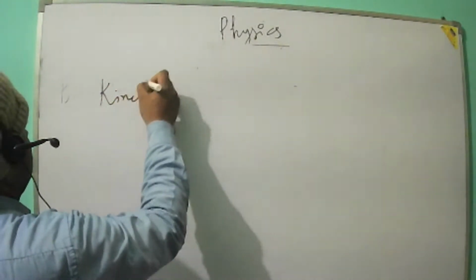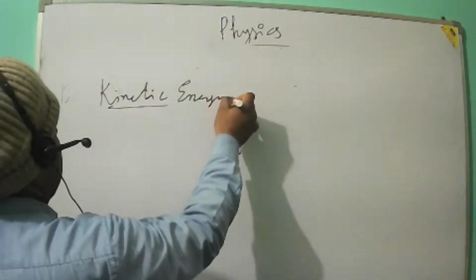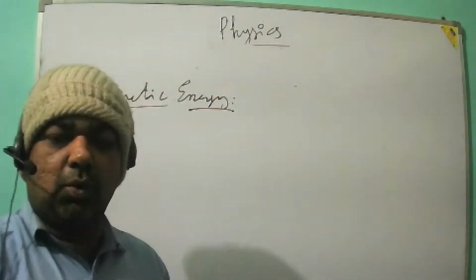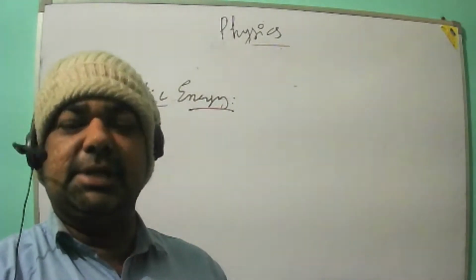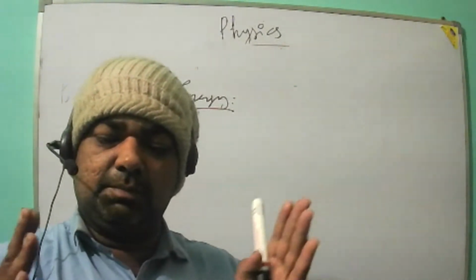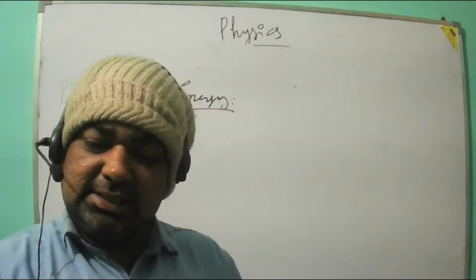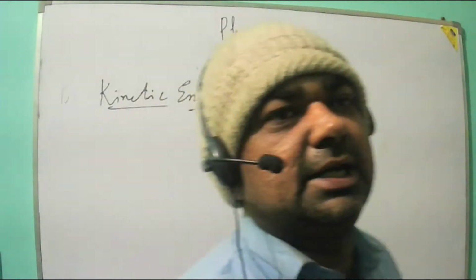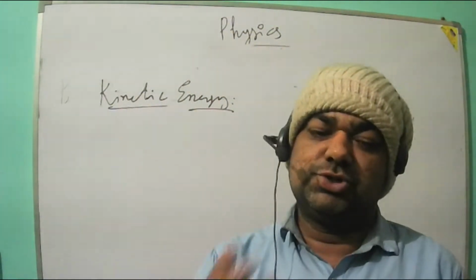Kinetic energy. So here, the term kinetic energy, what does this state? The energy possessed by an object due to its position, that will be potential energy. It is not kinetic energy. Kinetic energy is the energy possessed by an object due to its motion.